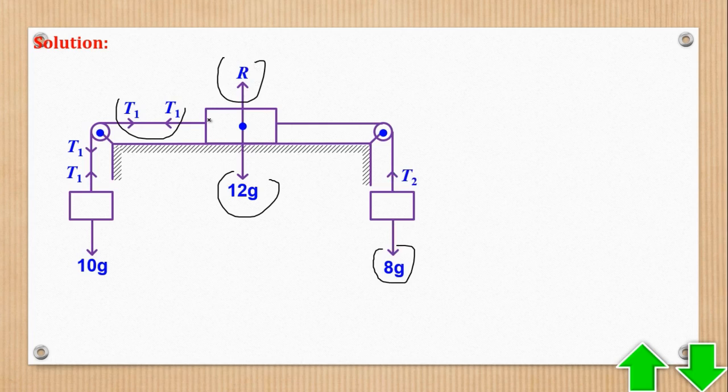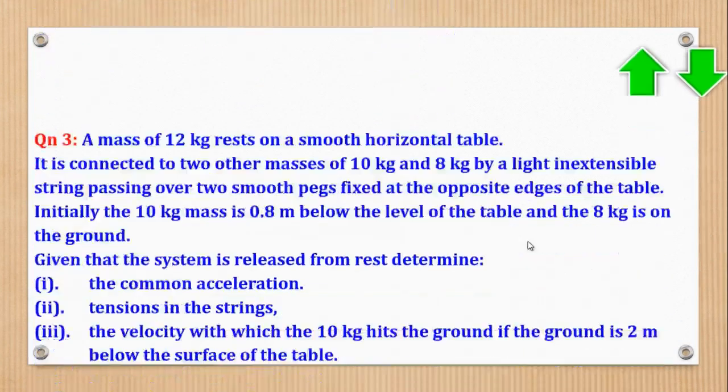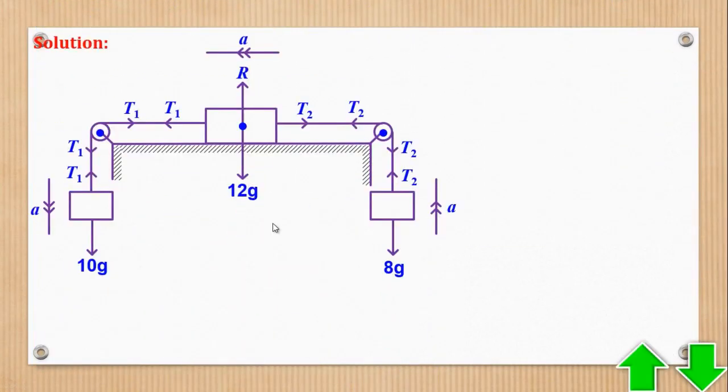Now these are different strings. This was one string, this is another string. That is why tension here is different from the one here. Still they must face each other, and also here they must face each other. If released, the one which is heavier will move downward, and this one will move upward. So automatically this one must move to the left. They told us here that it is smooth, so there is no friction. So that means the forces are done.